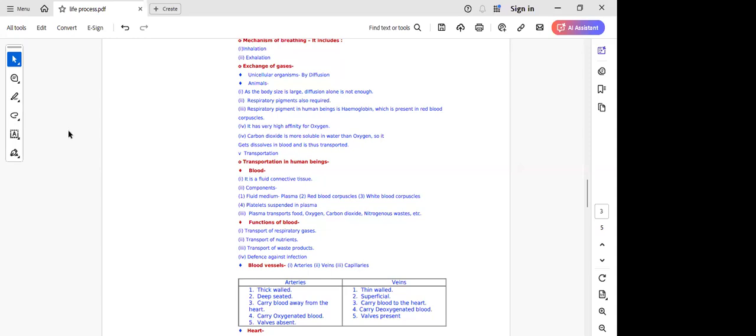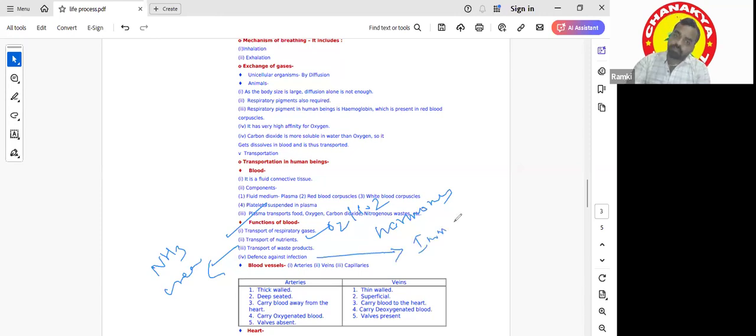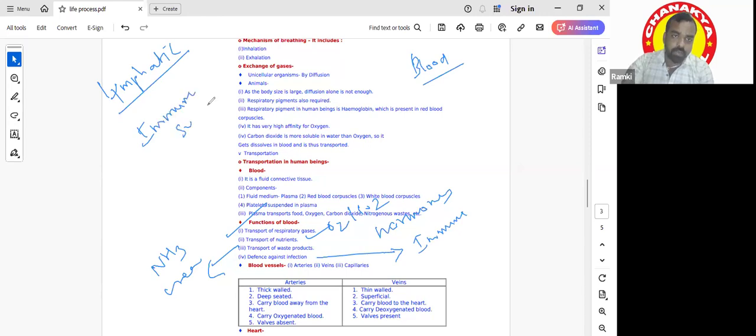Okay, sir. Then the functions of blood: it transports respiratory gases like oxygen and carbon dioxide, and it transports nutrients and hormones also. The hormones are also transmitted by blood only. It transports the excretory products like ammonia and urea. Then what is responsible for giving the immune system? That is called the lymphatic system, dear. In our body, two kinds of circulatory systems are there: one is the blood circulatory system and the other is the lymphatic circulatory system. The lymphatic circulatory system alone is responsible for the immune system in our body.